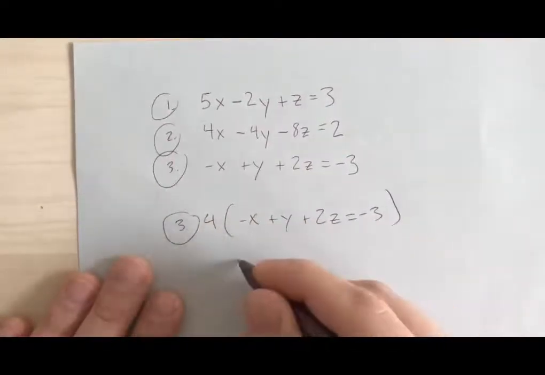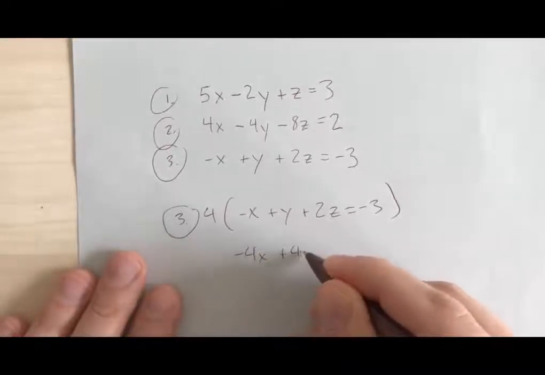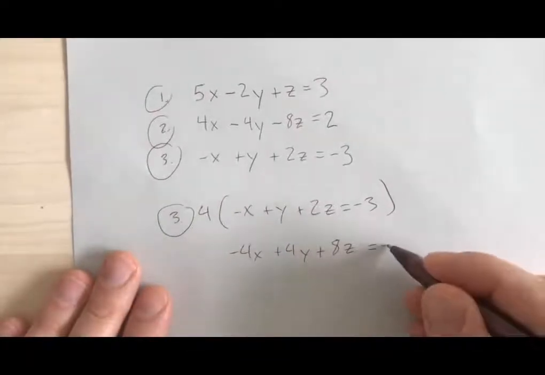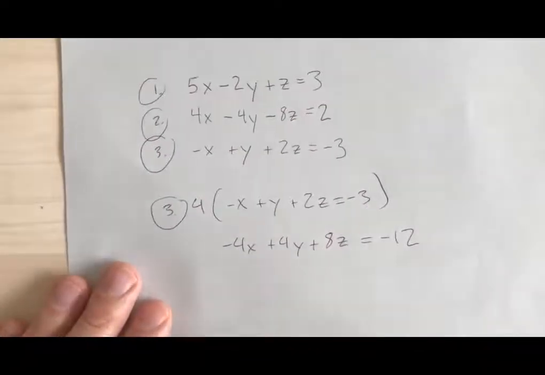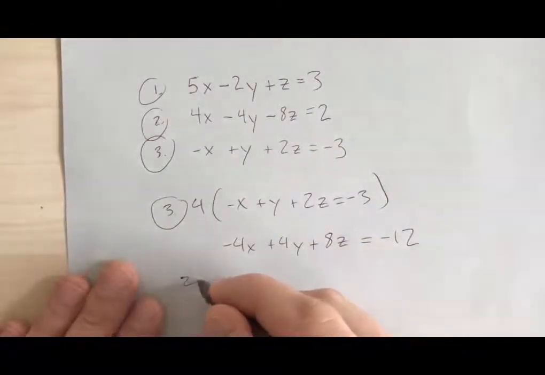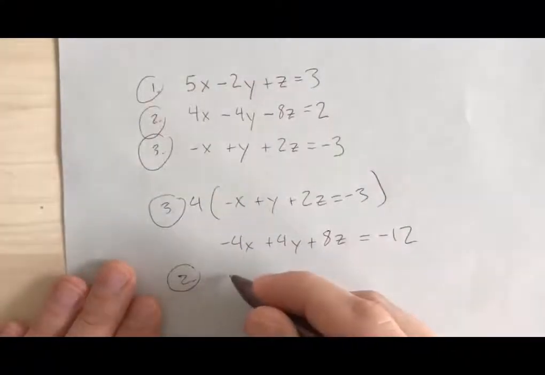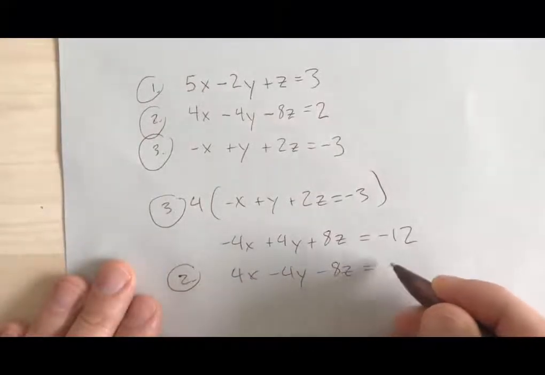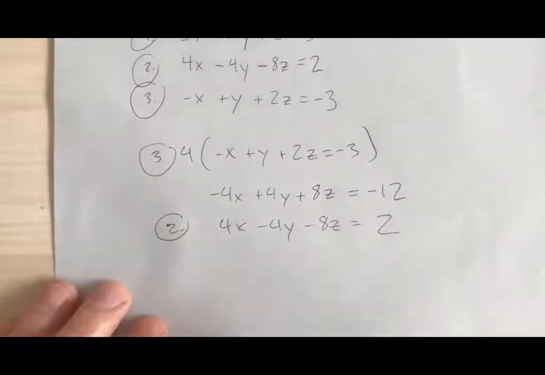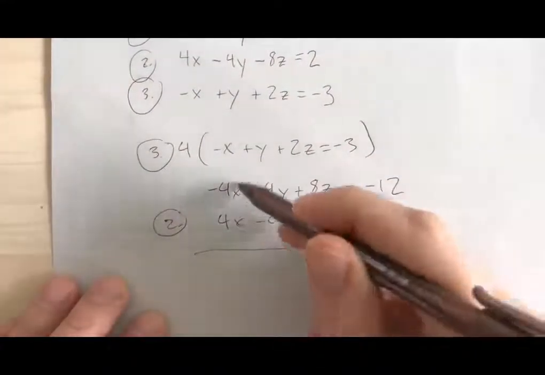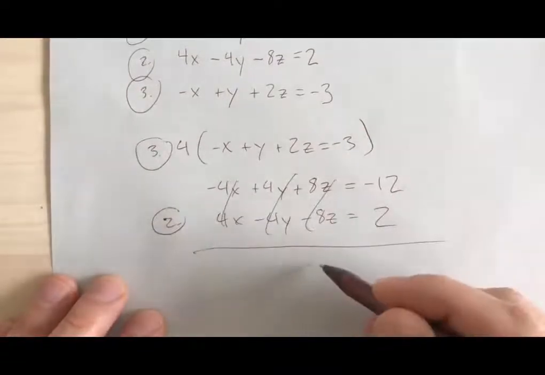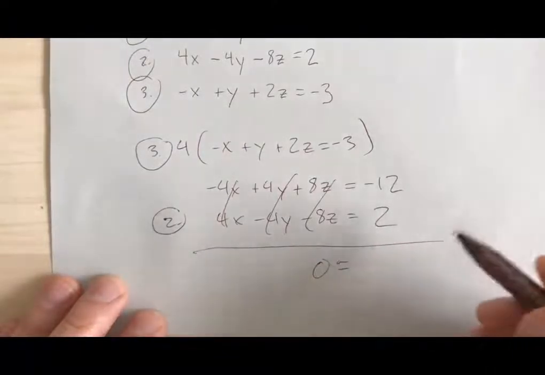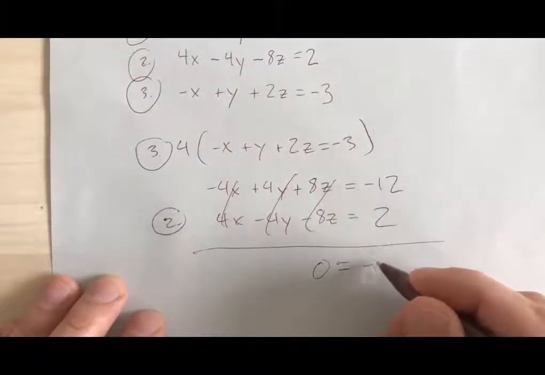All right, so 4 times this is negative 4x plus 4y plus 8z, and then 4 times negative 3 is negative 12. Then I'm going to bring down equation number 2, because that's the one I'm pairing it with, so 4x minus 4y minus 8z equals 2. So I'm going to add these together. Now, a similar thing will happen. The x's will cancel, the y's will cancel, the z's will cancel. So you're left with literally 0 on the left side because everything cancels itself out. On the other side, however, I'm going to get negative 12 plus 2. That's going to give me negative 10.